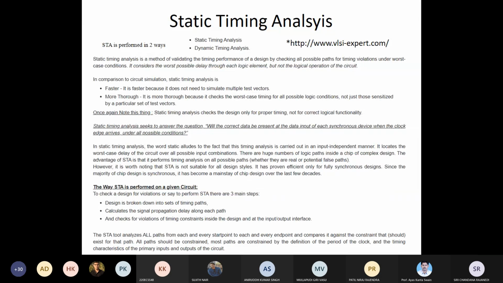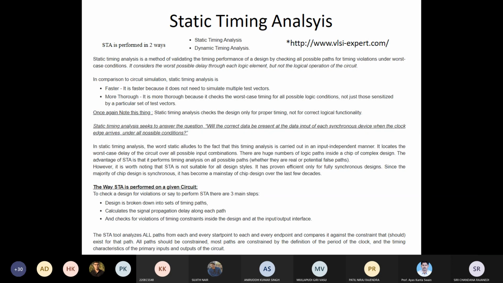We have to answer questions like, will the correct data be present at the data input of each synchronous device when the clock edges arrive? All these types of questions we generally ask while analyzing timing through static timing analysis. All these things we don't discuss when we do dynamic timing analysis by writing a test bench. So, how is STA performed for a circuit?